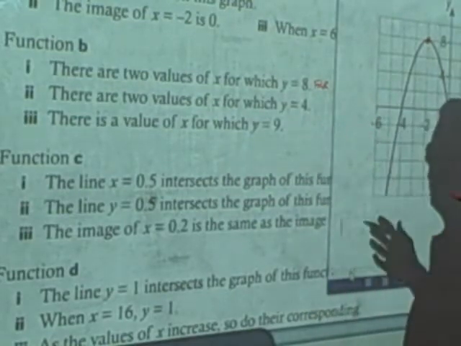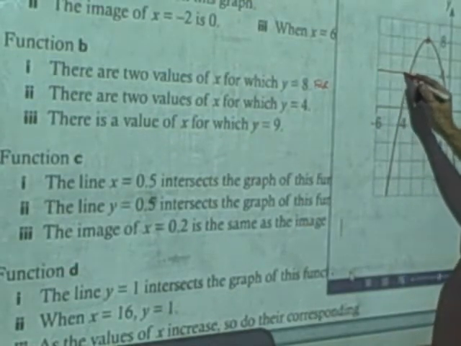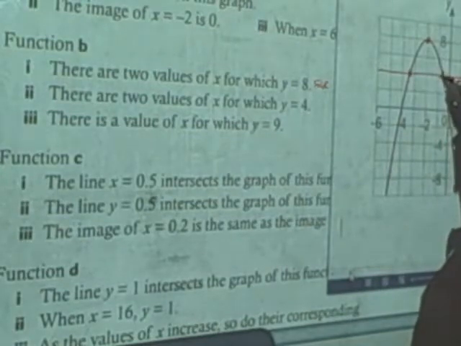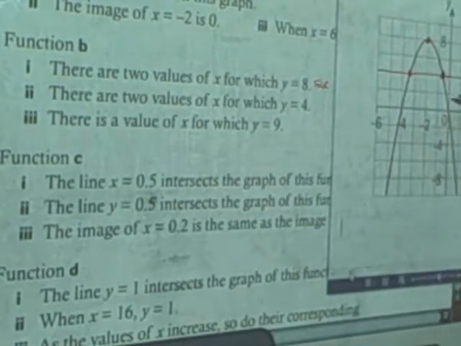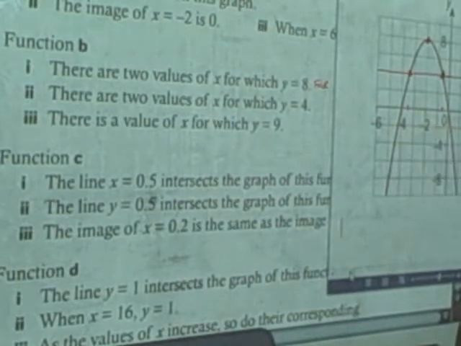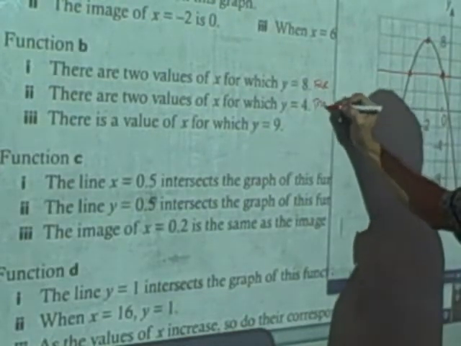Next question. There are two values of x for which y is equal to 4. Well, this is the line where y is equal to 4, and it hits the graph twice. Now, I don't know exactly what values those are, and it didn't ask us what they were. It just said there are two values. So yes, there's one of them here, and one of them here. One of them is between -3 and -4. One of them is between -1 and -2. And when I put those into the function, I get y is equal to 4. So this is true.